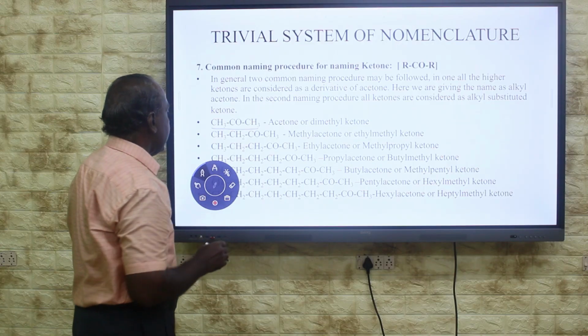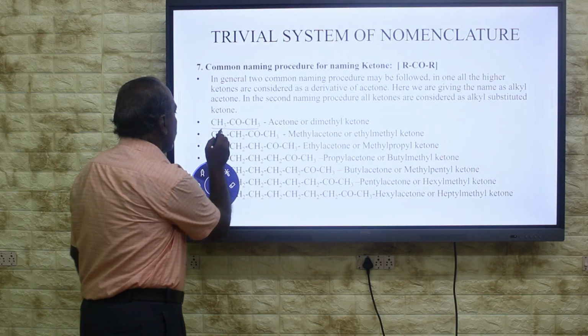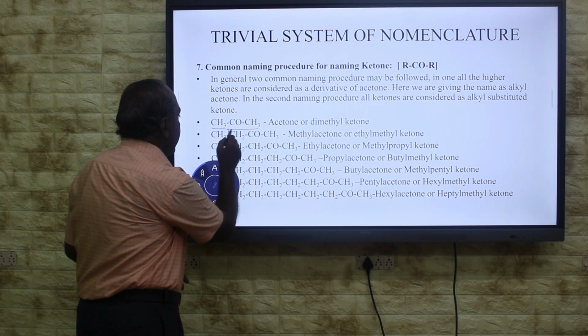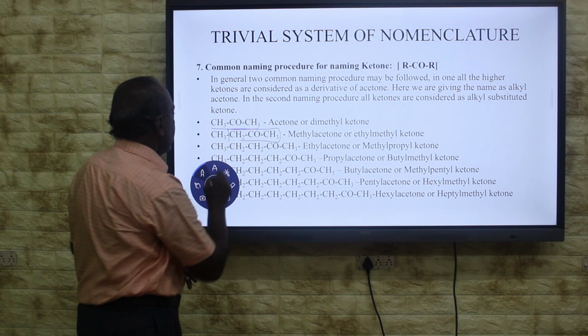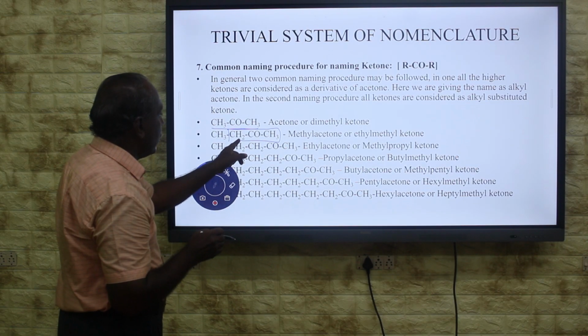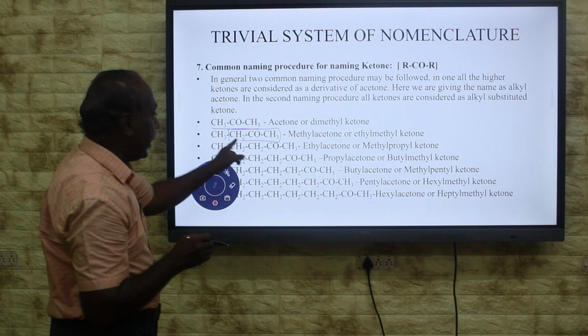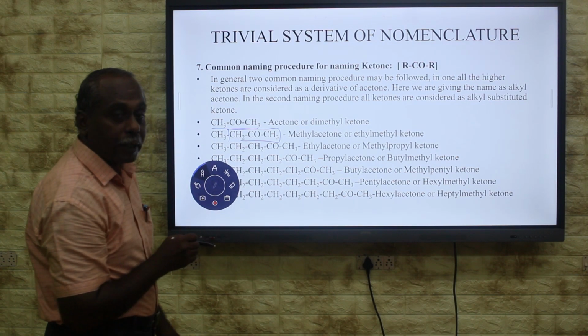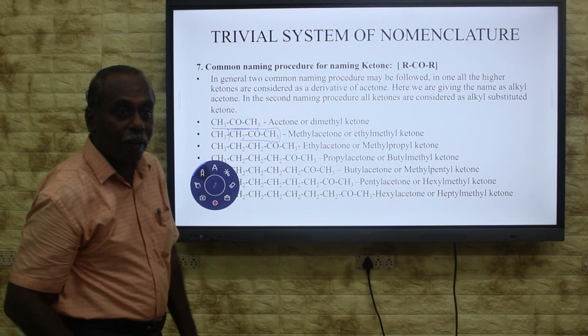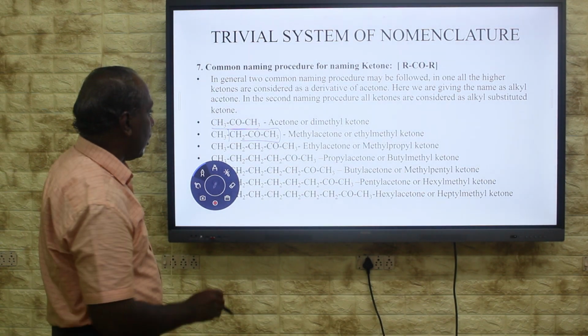Acetone is considered as the parent compound. Here one of the hydrogens is replaced by a methyl group. Forget the rest, and assume it is acetone. In the acetone, one of the hydrogens is removed. That carbon has two hydrogens. Instead of one hydrogen, you substitute a methyl group. It is said to be methyl acetone. It is one way of giving a trivial name to the compound.